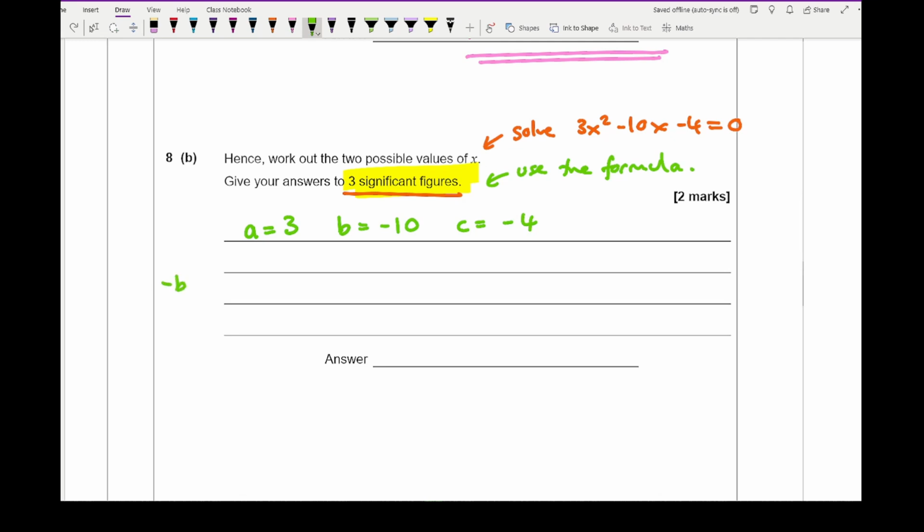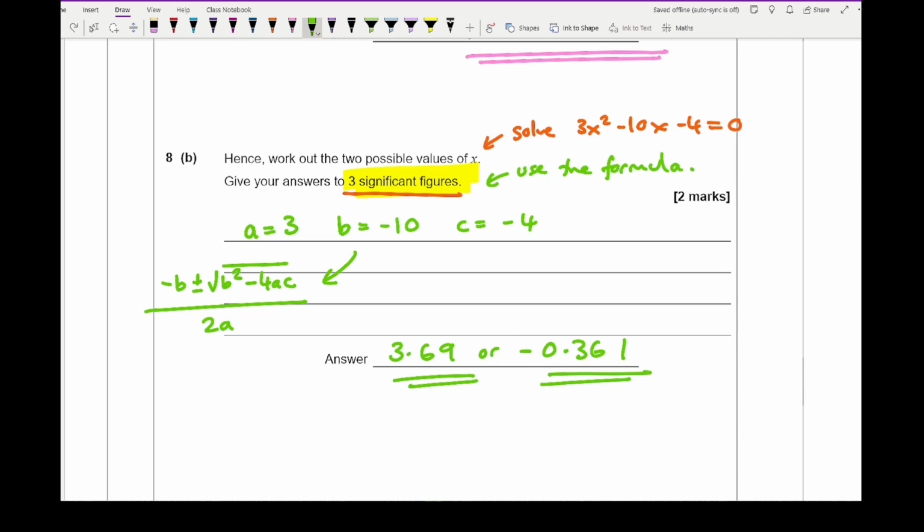Remember, the quadratic formula looks something like this. And we substitute those values into the formula. If you do that correctly to 3 significant figures, you should end up with an answer of 3.69 or minus 0.361. And there we go. Remember, with significant figures, you don't include any zeros at the front, so that's why that one's written to 3 decimal places. But remember, it is mentioned to 3 sig fig.